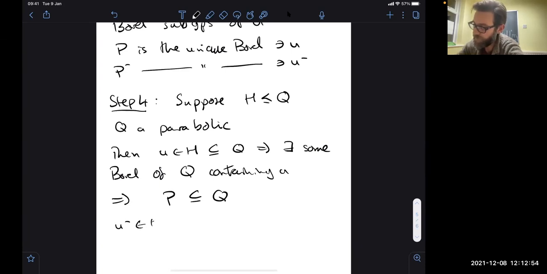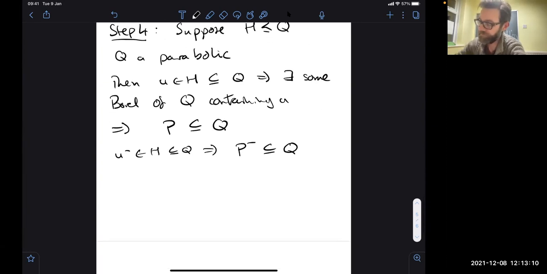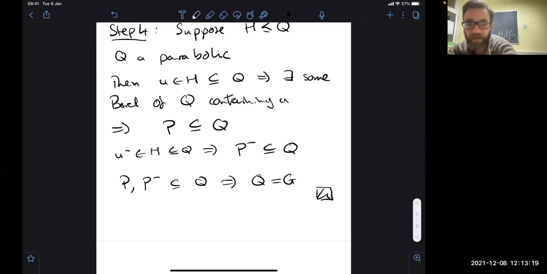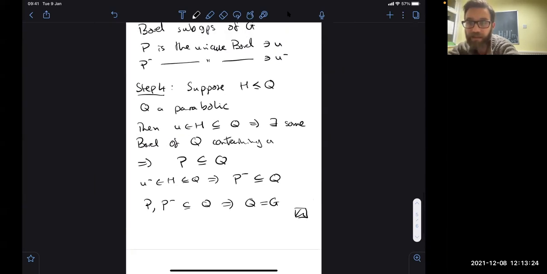Well, I can do the same for U minus. And I get that P minus is contained in Q. So this parabolic subgroup Q contains a pair of opposite Borels. It has to be the whole of G. So P and P minus inside Q implies Q equals G. Okay, and that's the end of the proof, right? I was trying to show that H is not contained in any proper parabolic subgroup of G, and I've done that, right?